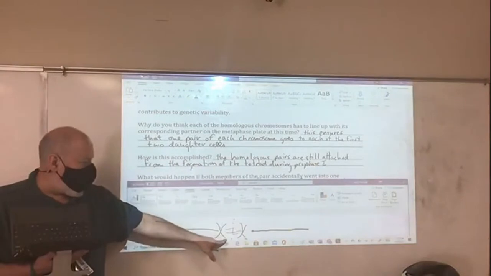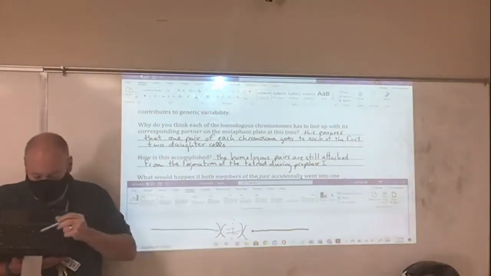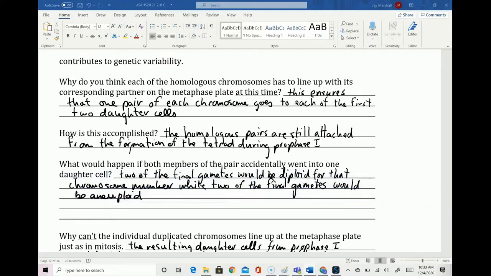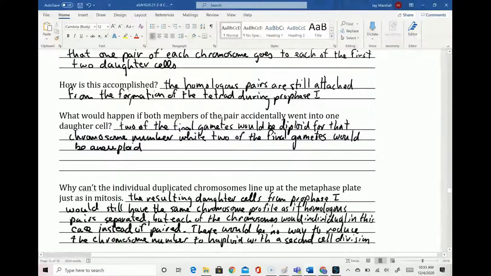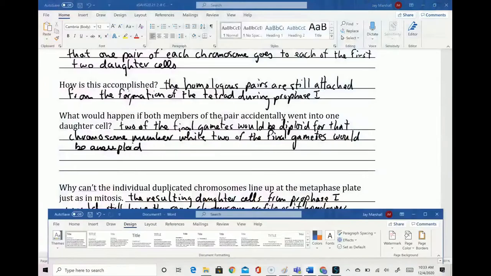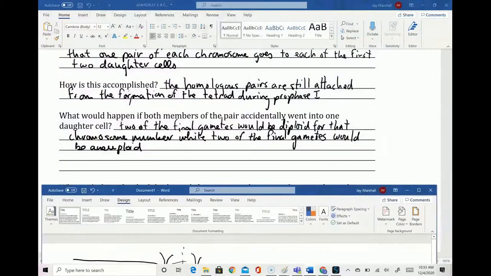chromosome, whatever this is. And so what I'd like you to write down is 2 of the final gametes would be diploid for that chromosome number, while 2 of the final gametes would be aneuploid. And let me spell that for you. Is that a definition we need to know? Yeah, aneuploid.